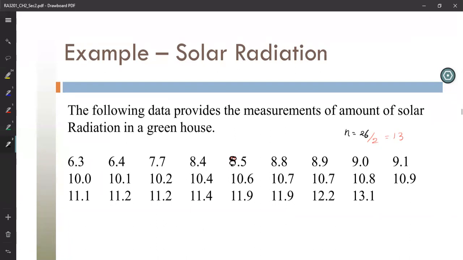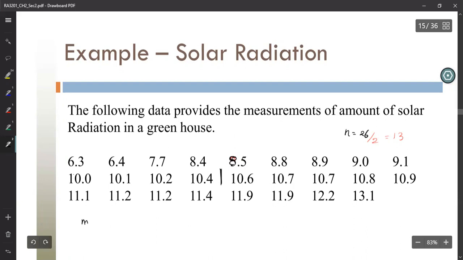Let's do it. 1, 2, 3, 4, 5, 6, 7, 8, 9, 10, 11, 12, 13. So here's the midpoint. So you have 13 to the left, 13 to the right. Okay.